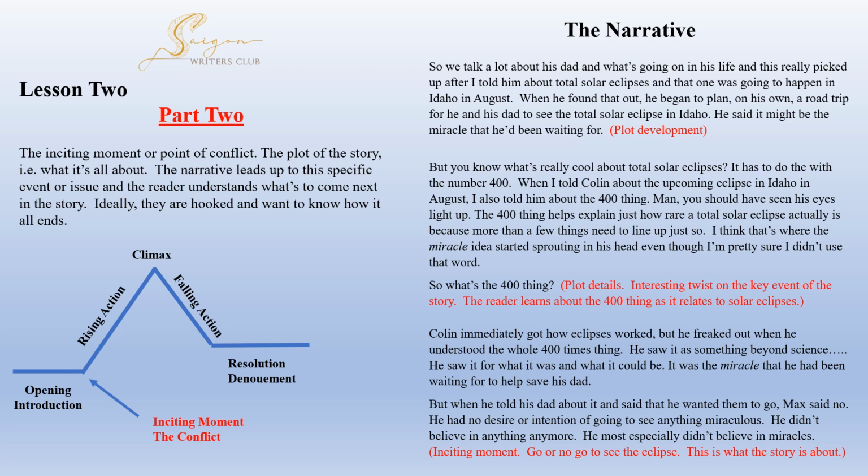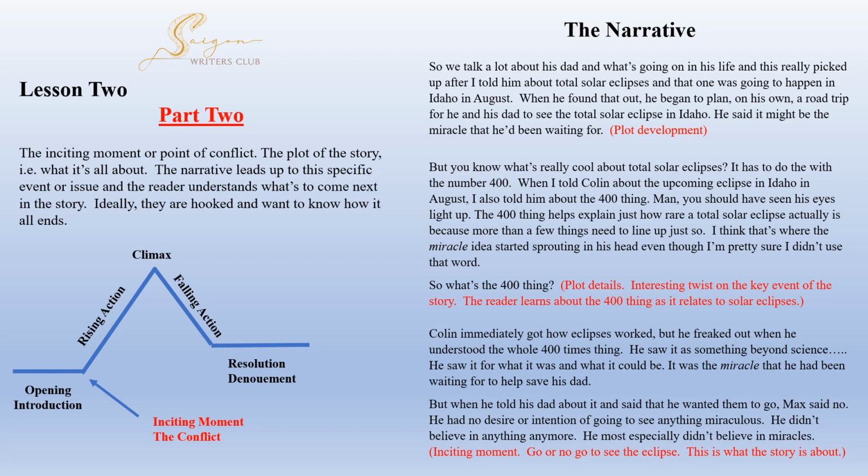Colin immediately got how eclipses worked, but he freaked out when he understood the whole 400 times thing. He saw it as something beyond science. He saw it for what it was and what it could be. It was the miracle that he had been waiting for to help save his dad.